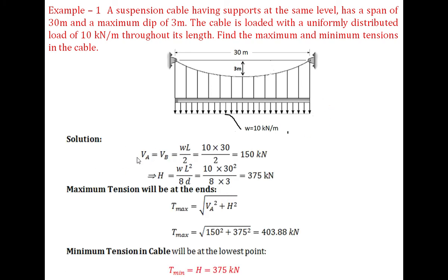As we saw, VA is equal to VB is equal to WL by 2, 10 into 30 by 2, that is 150, that is VA and VB. H can be found by using the formula WL square by 8D. W is 10, L square is 30 square, 8 and the dip is 3 meter. So we get it as 375 kilonewton, and then maximum tension T max is under root of VA square plus H square, 150 square plus 375 square, which is going to be 403.88 kilonewton, that is the T max, and we know T minimum will be at the lowest point and it is going to be H, that is 375 kilonewton.